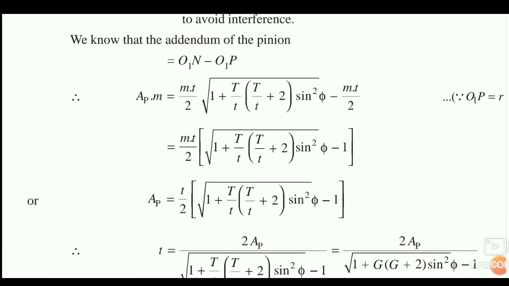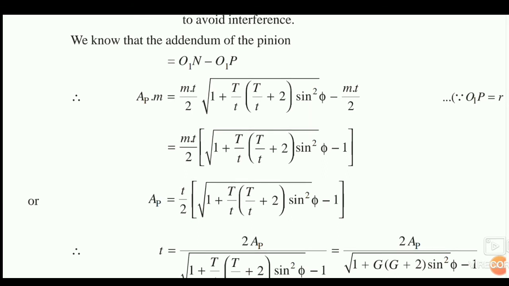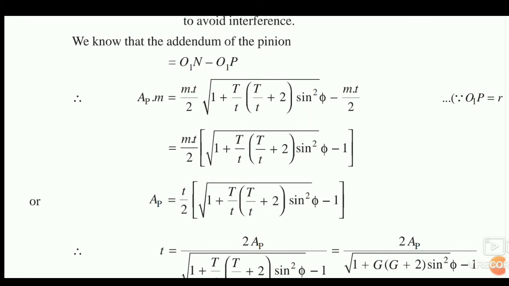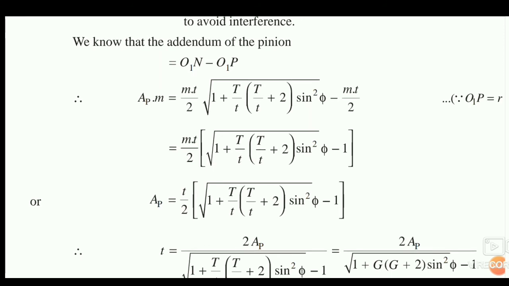O1N is mt by 2, this we have already found above, minus O1P. O1P is nothing but the small r. Small r is the pitch circle radius, that is nothing but mt by 2. So we have substituted that. Now we'll take mt by 2 common outside from the equation. Now we can cancel m from both sides, AP into m and this mt. If you cancel, you will get AP is equal to t by 2 into root of 1 plus t by t into t by t plus 2 sin square phi minus 1.